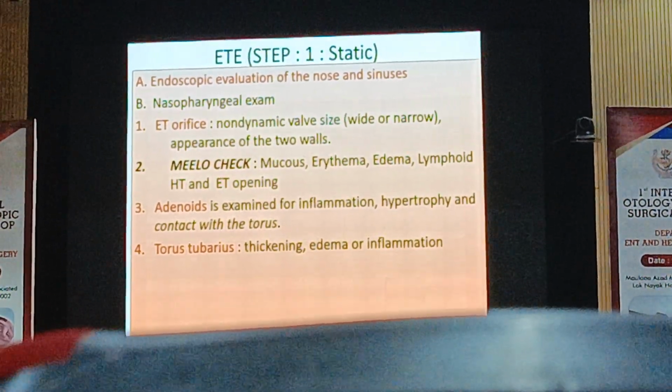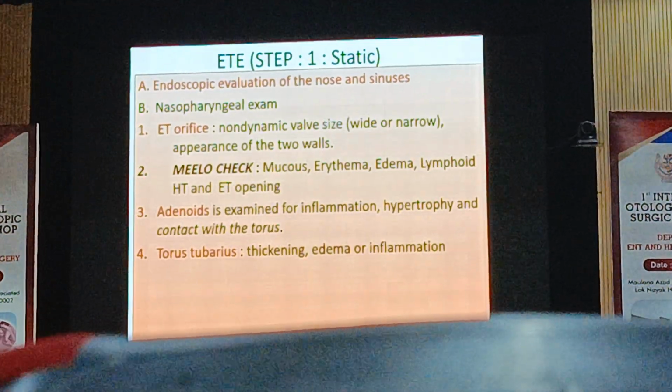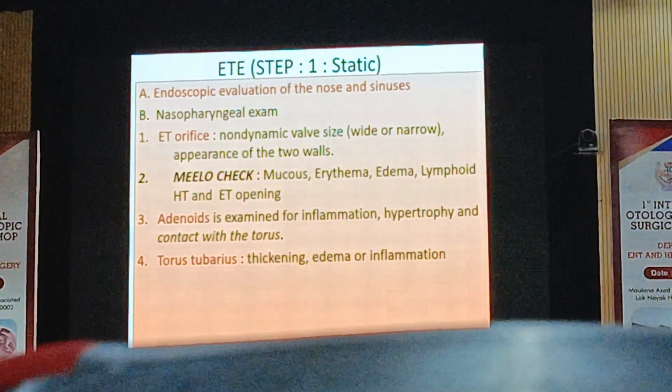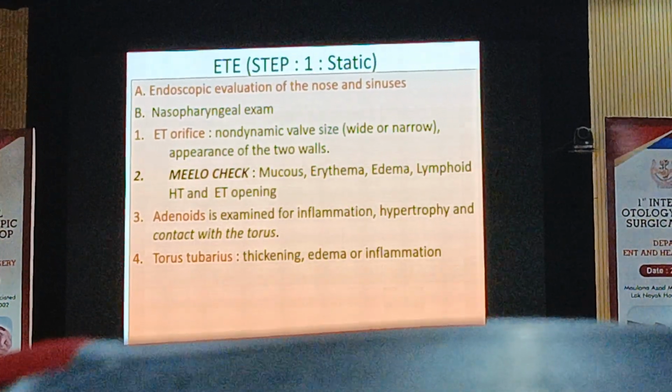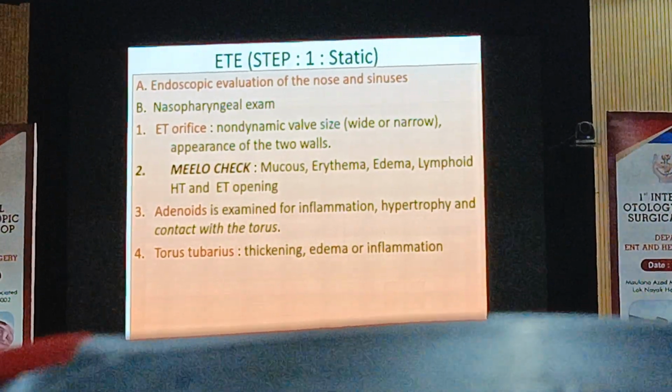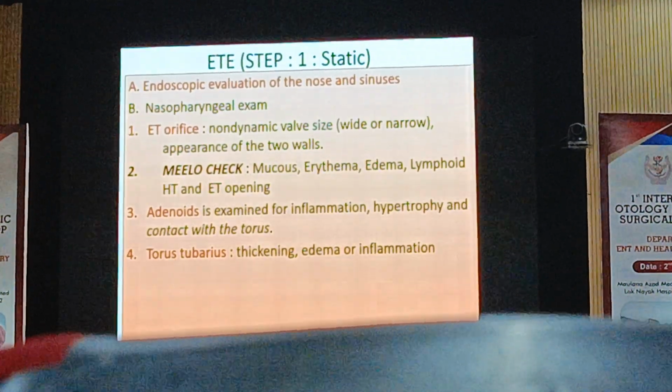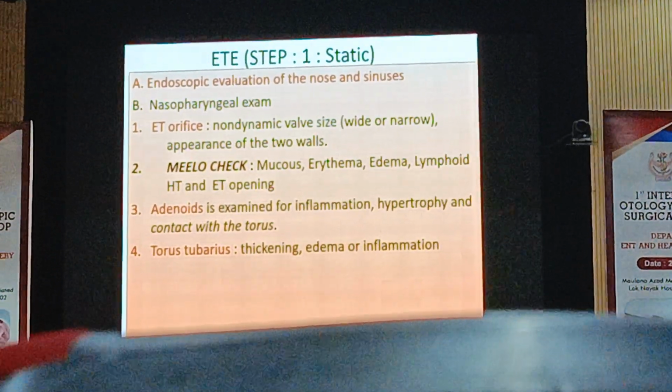So there is a check called the Melo check, which tells you about the mucosa, the erythema, the edema, the lymphoid hypertrophy, and the eustachian tube opening. So these are 5 quick checks we have to do at the first step. Then we check for the adenoids because they are largely contributory to the eustachian tube dysfunction.